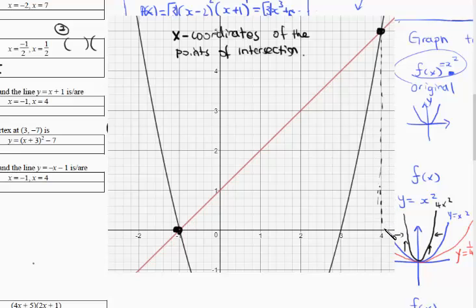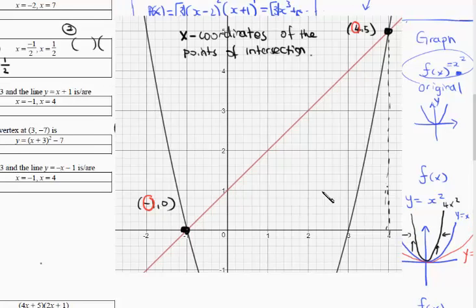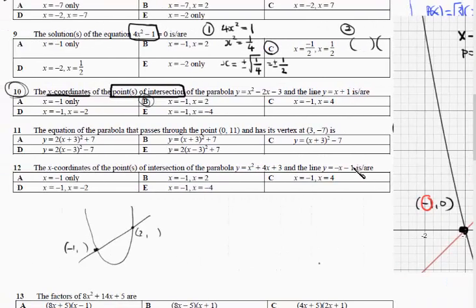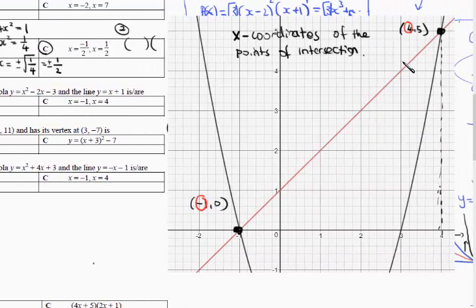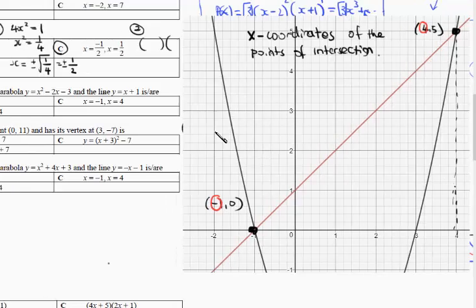The answer is 4. You can see that this point right here is 4, 5, is that right? This one here is -1, 0. They're only looking for the x coordinates, so -1 and 4 is correct. Okay, so that's how you do it. You can use the graphics calculator to do it, but how do we do this algebraically?